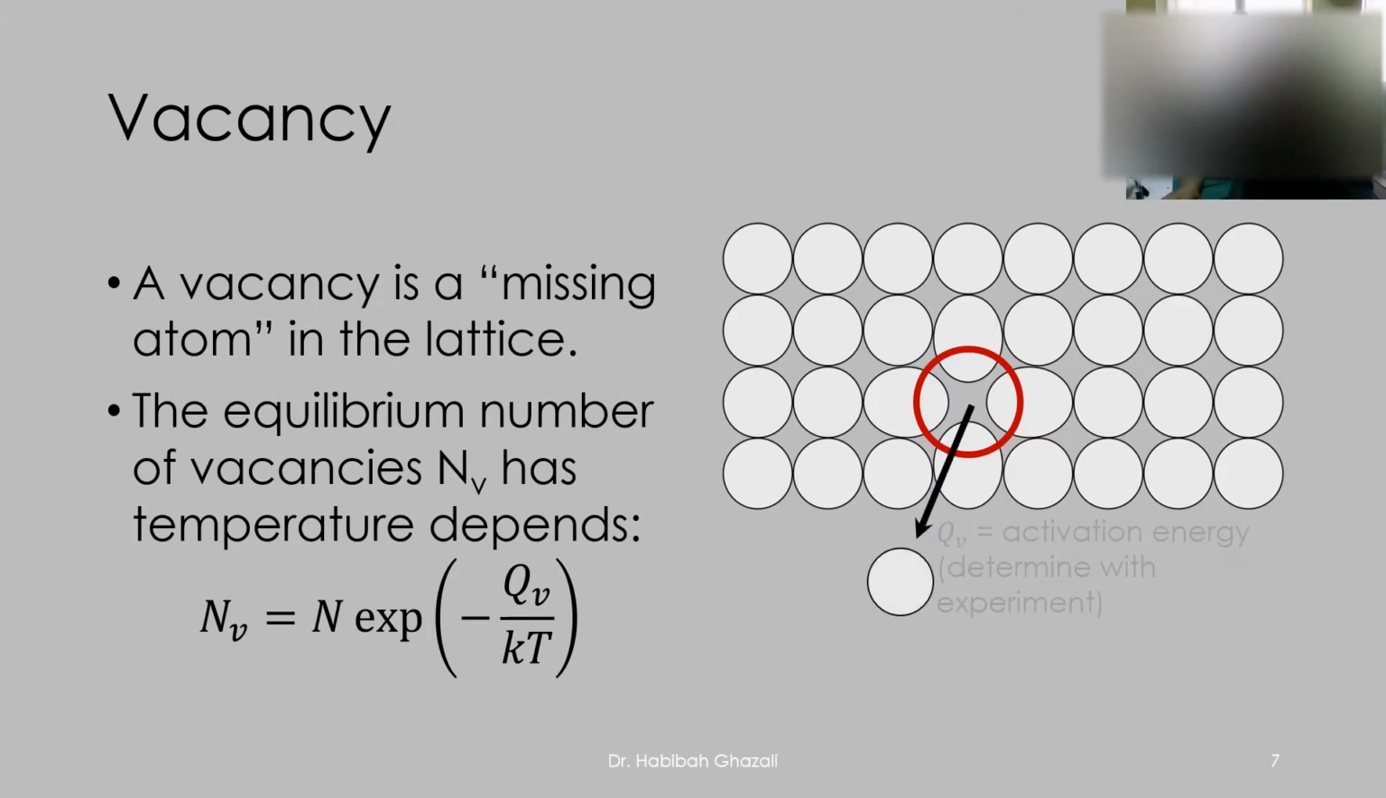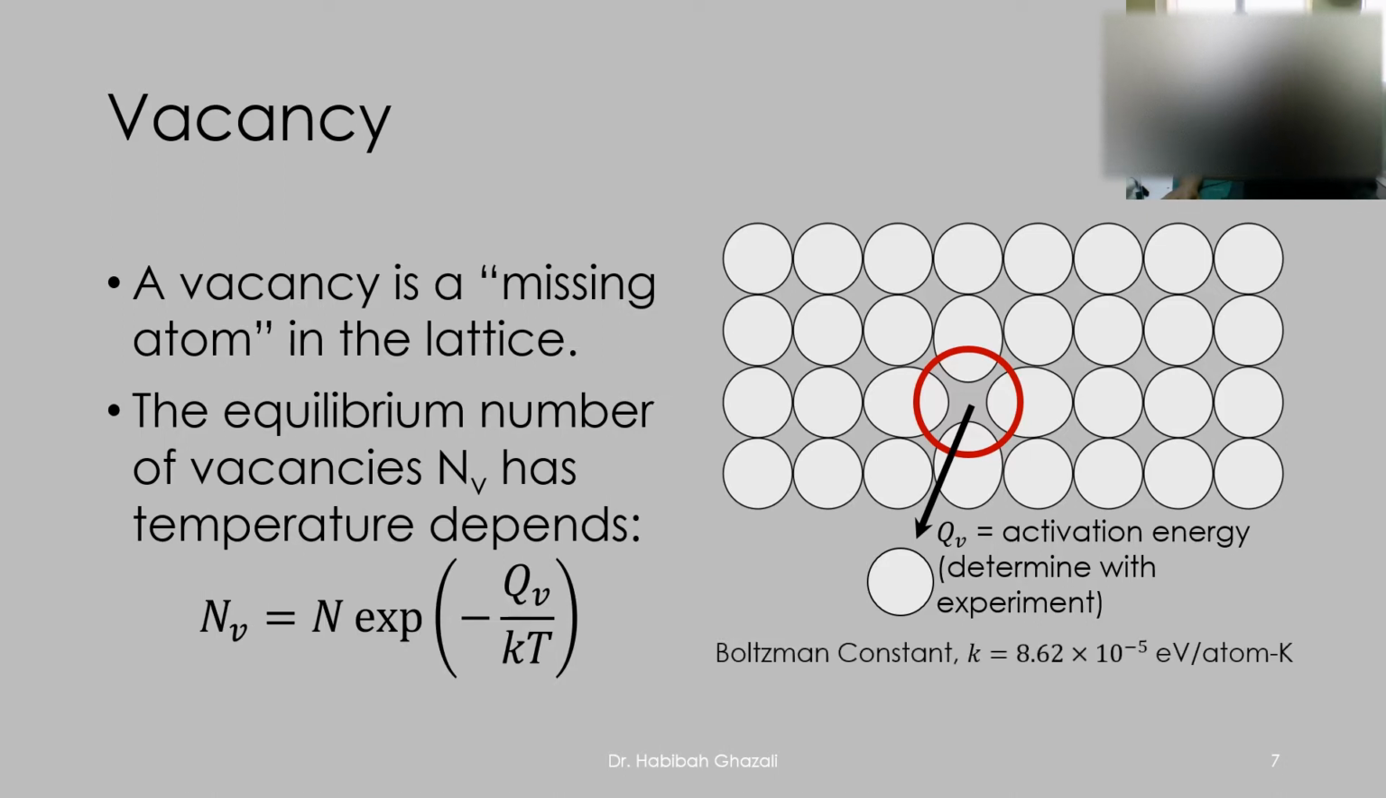The Q_V here is the activation energy, which we determine through experiment. So if you are given this kind of question, you will be given this number. And the k here is the Boltzmann constant. And we need to determine the number of possible sites. The number of possible sites is, if this is a perfect crystal, how many atoms will be present in this crystal structure.